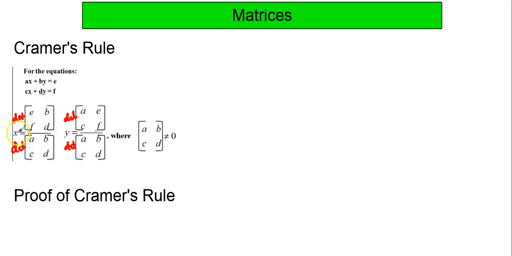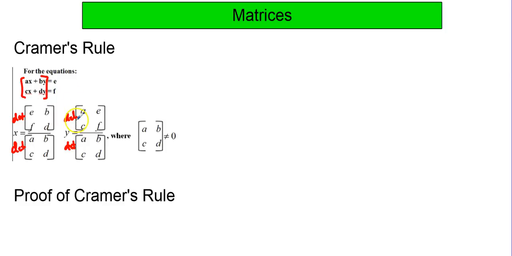So when you're solving for x, the way that I remember this is you don't use the coefficients of x in the numerator. You're going to take the other two column coefficients and flip it. And that's how you can kind of remember that. So the determinant of that matrix is going to give you the numerator. The determinant of these guys here is going to give you the denominator.